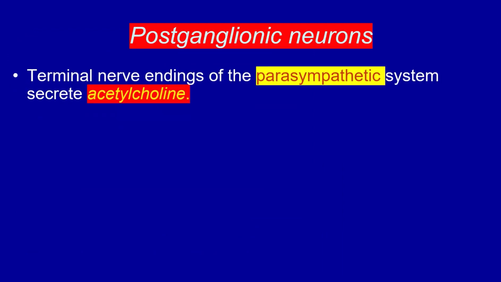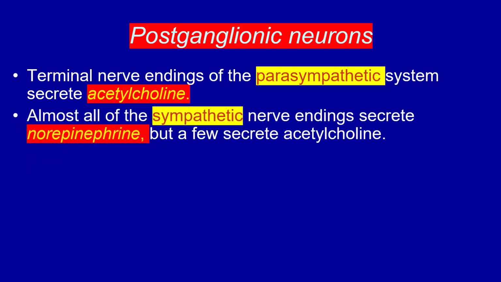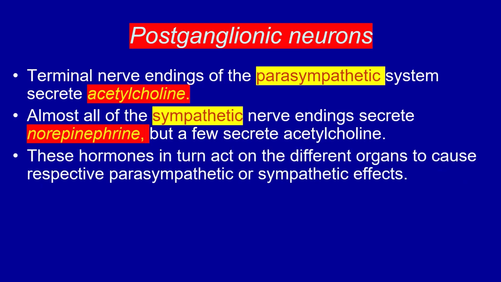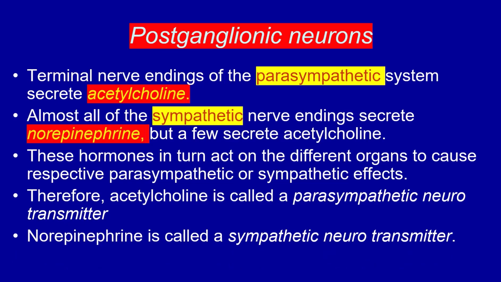Postganglionic neuron terminals of the parasympathetic system secrete acetylcholine, as we discussed in the previous slide. Almost all of the sympathetic nerve endings secrete norepinephrine, but a few secrete acetylcholine. These transmitters in turn act on the different organs to cause their respective parasympathetic or sympathetic effects. Therefore, acetylcholine is called the parasympathetic neurotransmitter, and norepinephrine is called the sympathetic neurotransmitter.